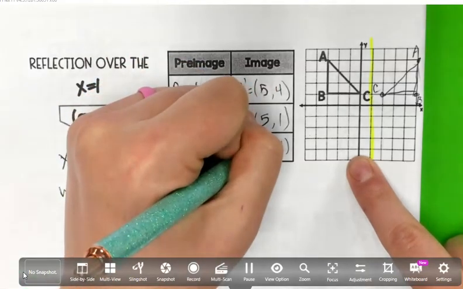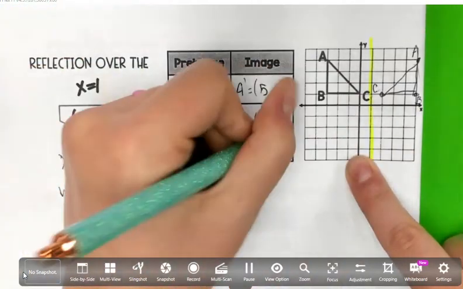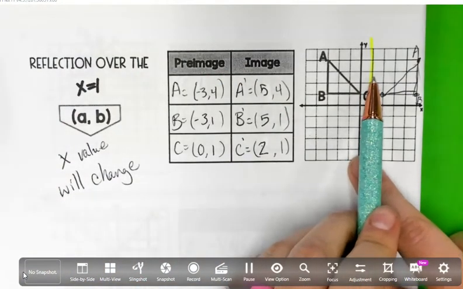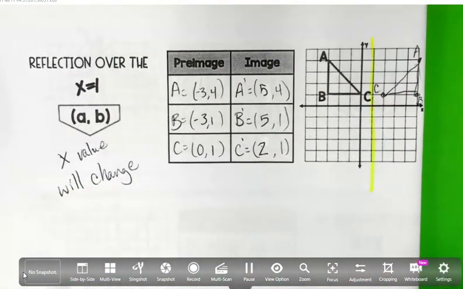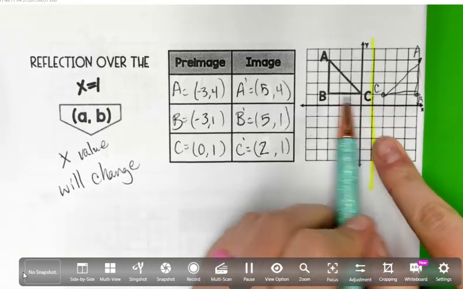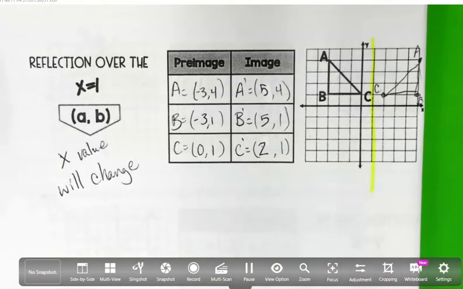And then C would become 2, 1. Right, so it's best to have the graph, count over the graph. Since it's 1 to the left, now it's 1 to the right. Since B was 4 to the left, now it becomes 4 to the right. Same thing for A. Alright, and that's it.